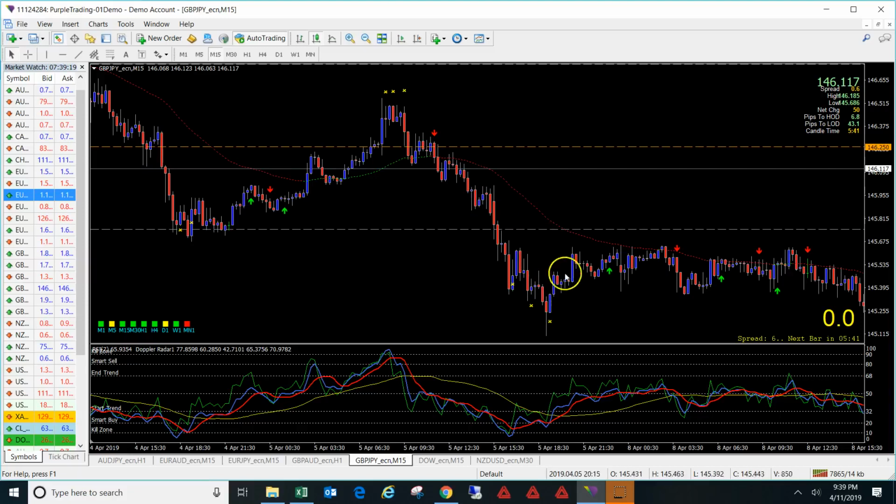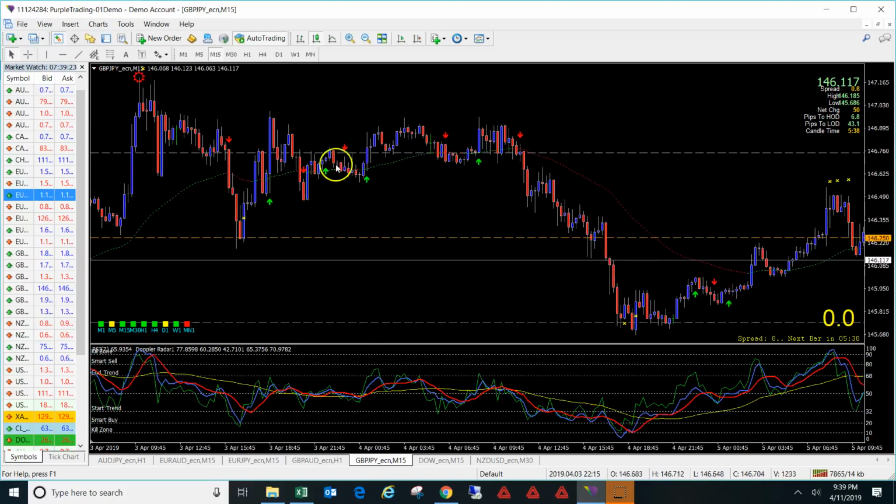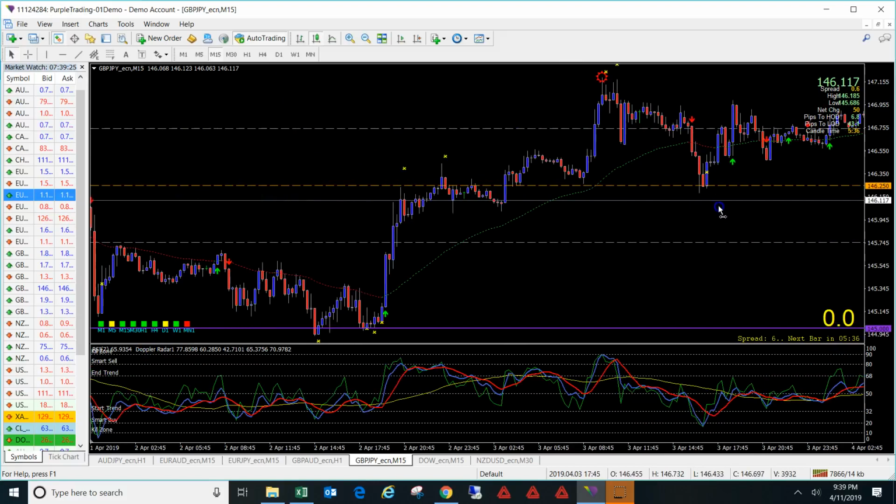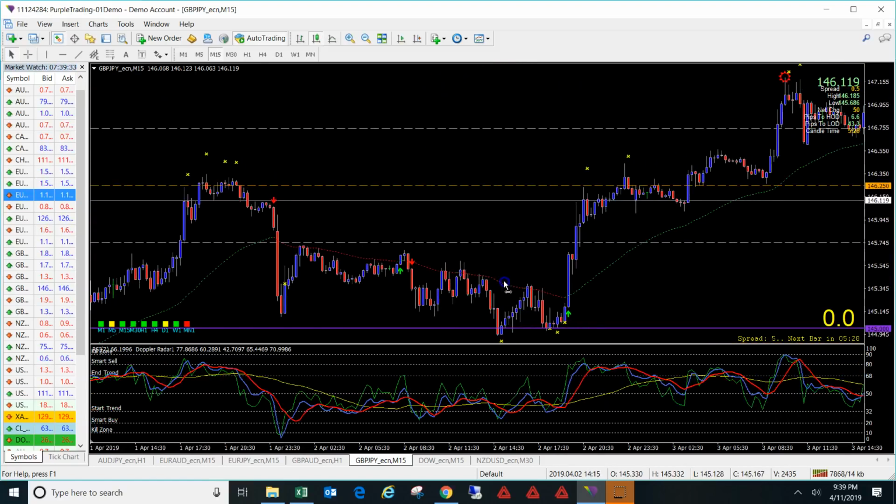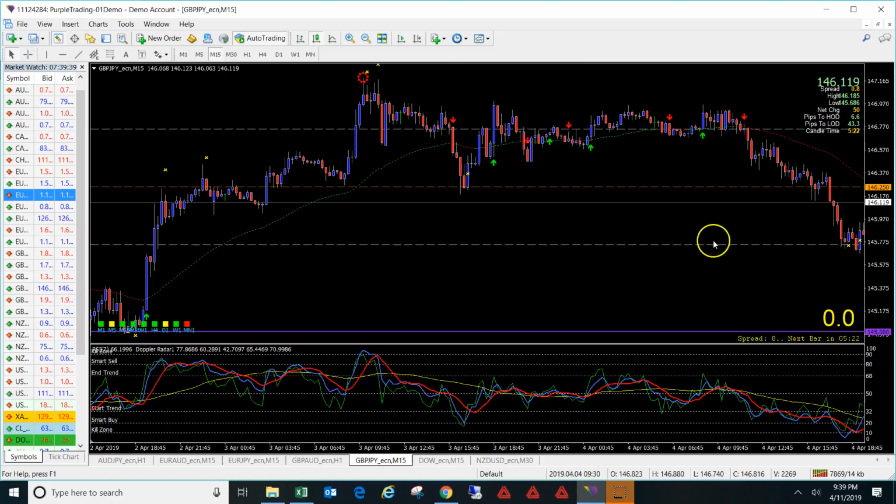Anytime it's trading below, it's going to be bearish. But you can see how price respects the moving average pretty well. All right, so hopefully you find these tips helpful. That's pretty much it.